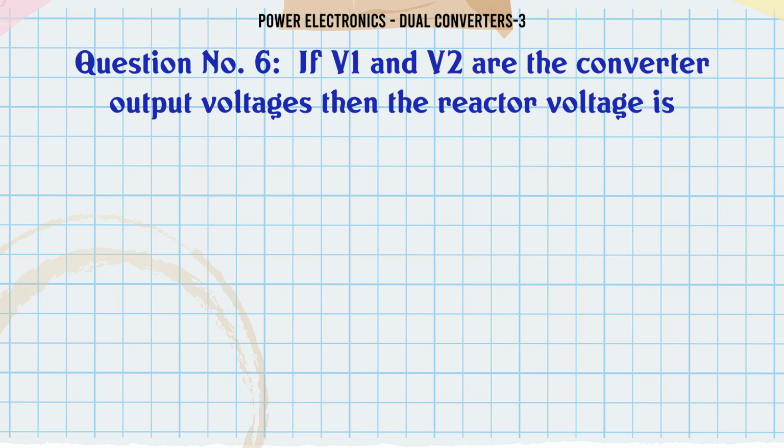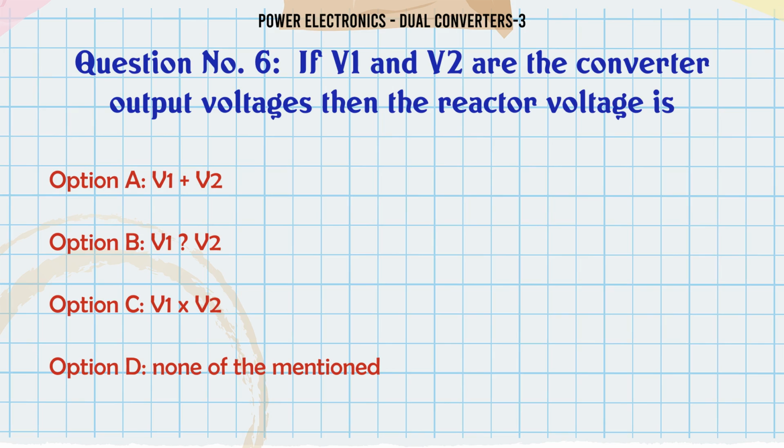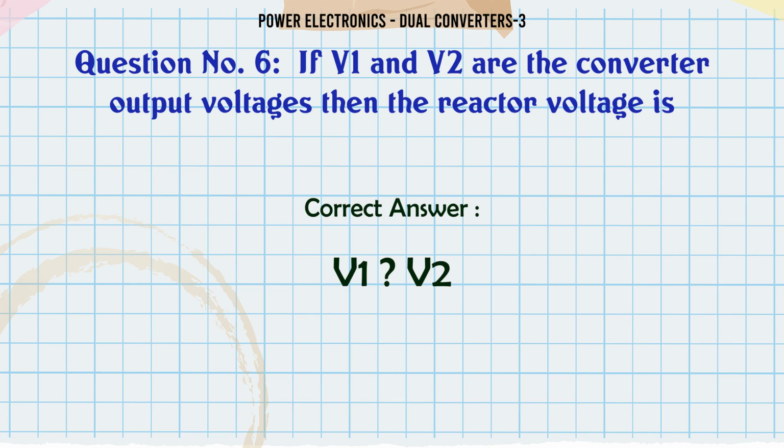If V1 and V2 are the converter output voltages, then the reactor voltage is A. V1 V2. B. V1 V2. C. V1 x V2. D. None of the mentioned. The correct answer is V1 V2.